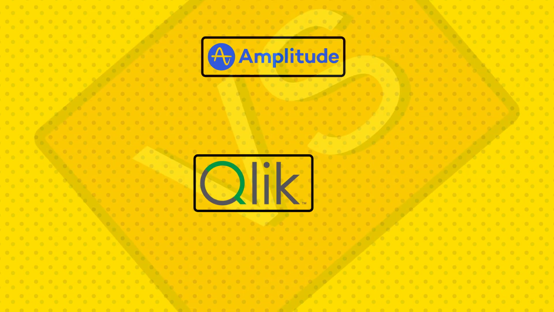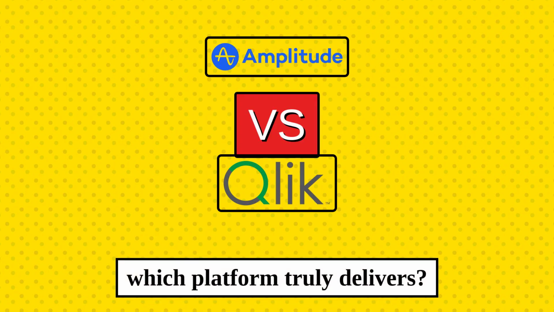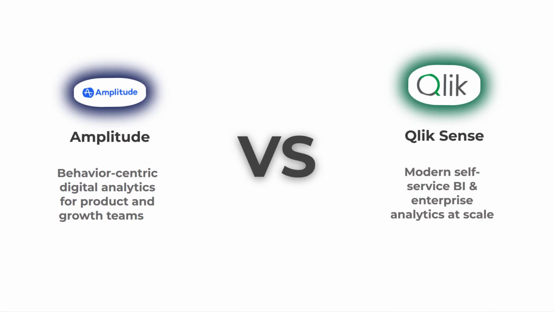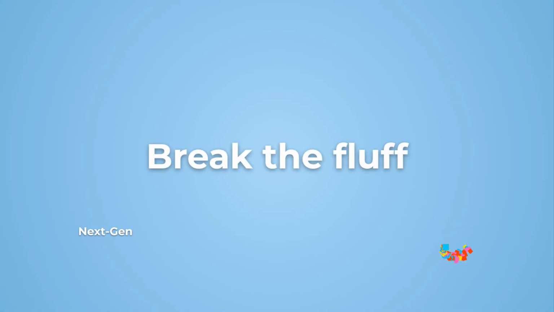Two top contenders in data analytics and BI. One big question: which platform truly delivers? On the left, Amplitude, behavior-centric digital analytics for product and growth teams. And on the right, Qlik Sense, modern self-service BI with enterprise analytics at scale. Let's skip the buzzwords and get straight to the facts that matter.